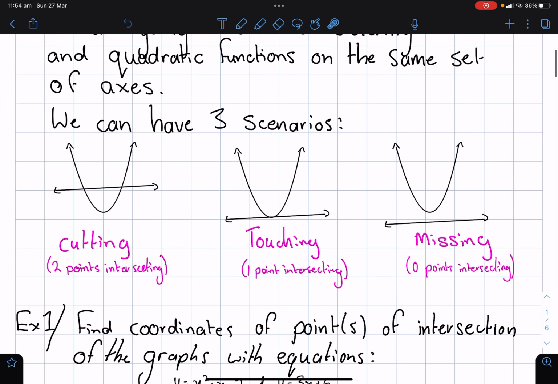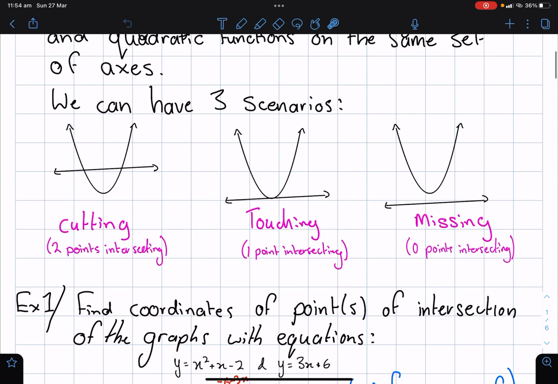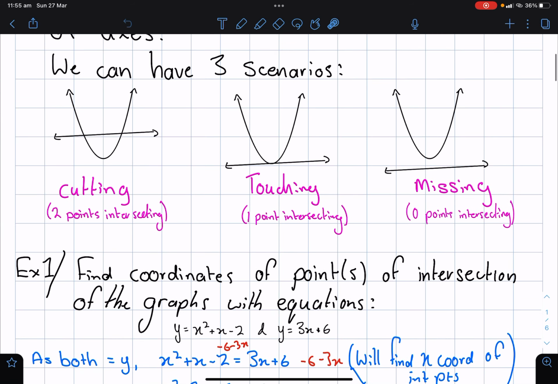All right, so a bit of an example of questions you might see that involve this. Probably the most common question you will find is finding the coordinates of points or point of intersection of the graphs with specific equations. The two equations we're going to look at, y equals x squared plus x take 2 and y equals 3x plus 6. On the left-hand side, we have our quadratic function. On the right-hand side, we have our linear function. We want to find where these two meet.